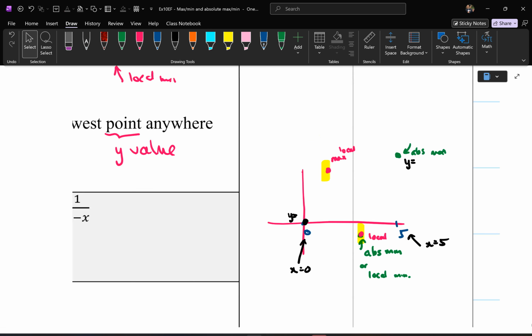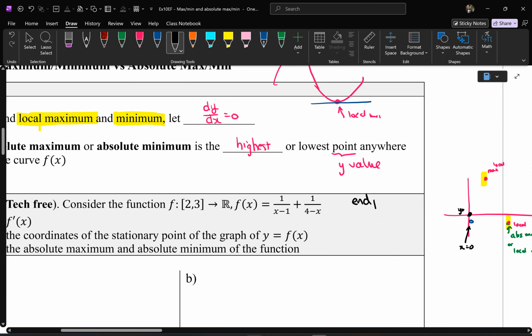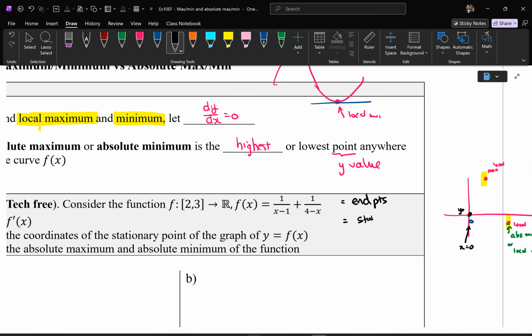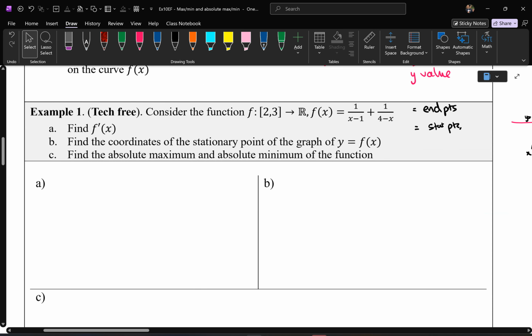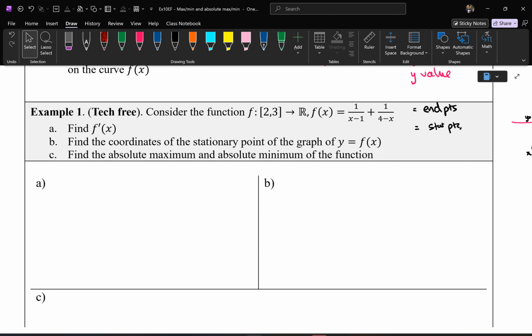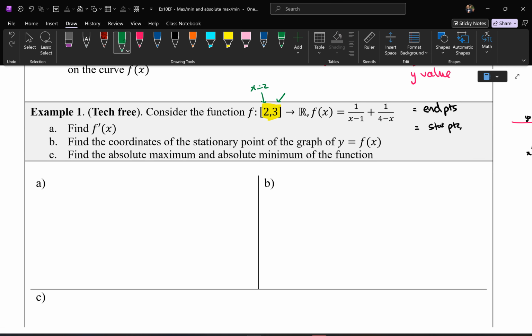So if I had to summarize the skill here, you're utilizing endpoints and stationary points. With the first example, I don't know what that graph looks like: 1 over x minus 1 plus 1 over 4 minus x. I can't picture it without a CAS calculator. They gave me an interval, 2 to 3. So they're saying the minimum x value is 2 and the maximum x value is 3.